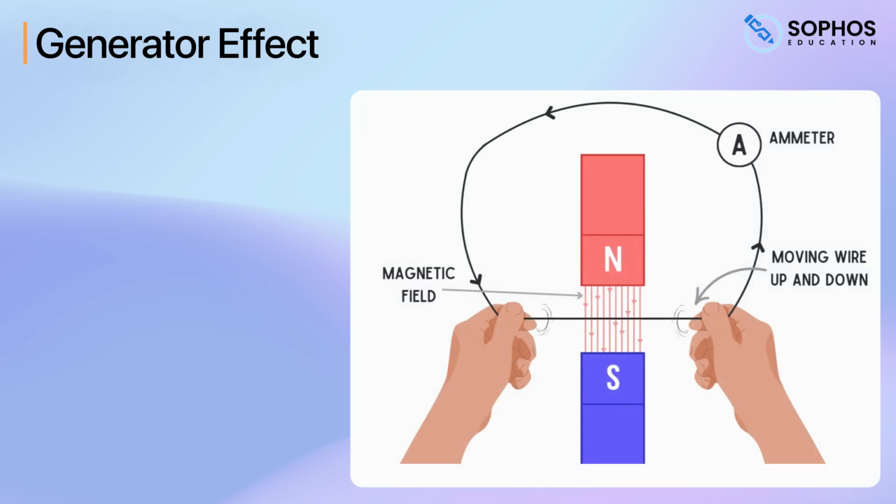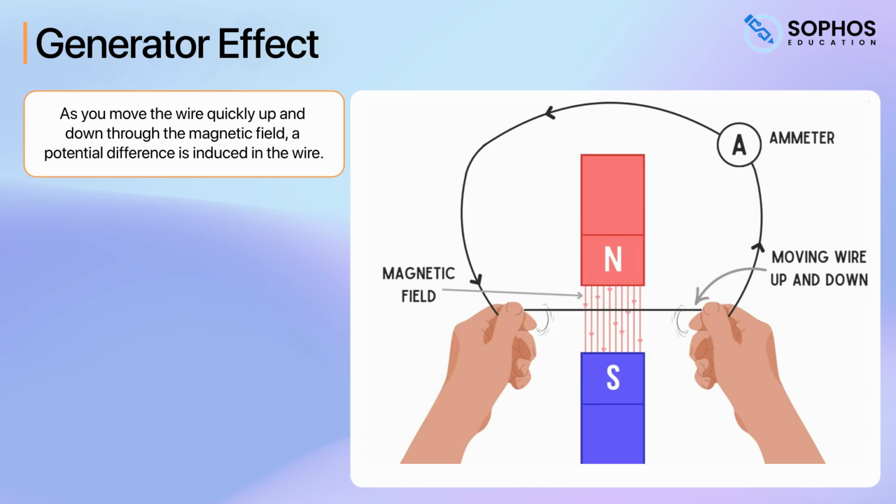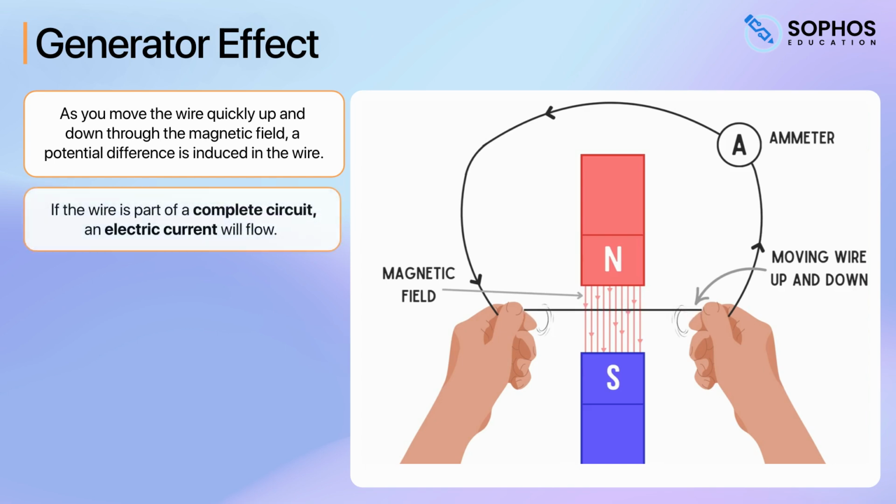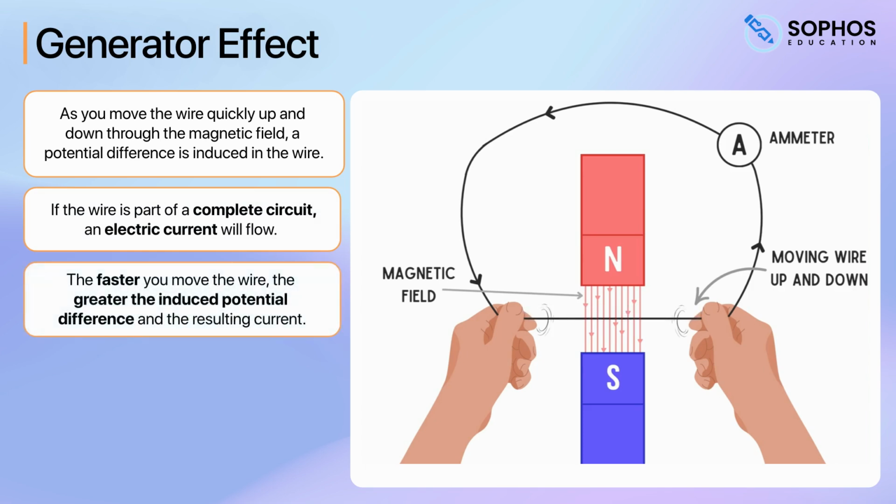One common demonstration of this is moving a wire between the two poles of a horseshoe magnet. As you move the wire quickly up and down through the magnetic field, a potential difference is induced in the wire. If the wire is part of a complete circuit, an electric current will flow. The faster you move the wire, the greater the induced potential difference and the resulting current.